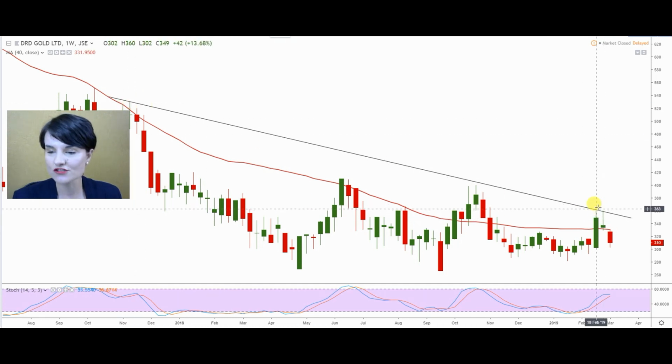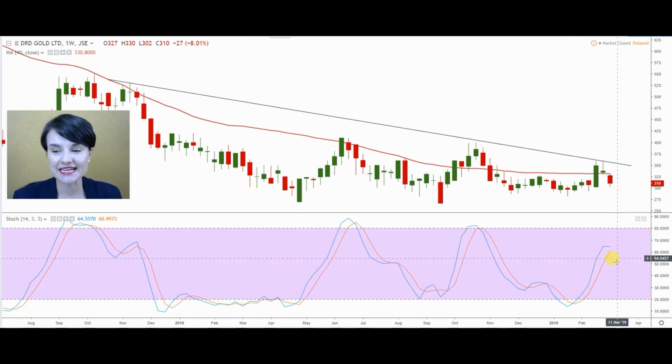These upper shadows on my candles on the week of the 18th of Feb as well as the 25th of Feb tells me that the buyers were not strong enough to let the share break through this resistance and reach for higher levels. Errol, this 40-week moving average is your torch. That is your line in the sand. Above it, we can see higher levels. Below it, a little bit of negativity.